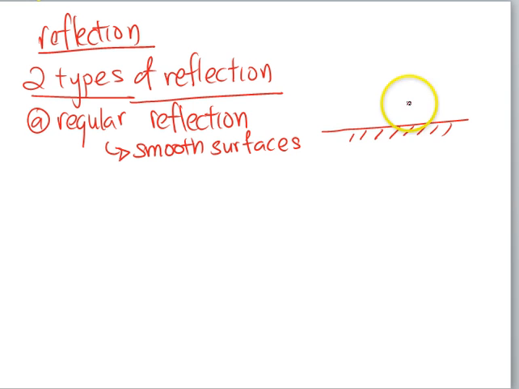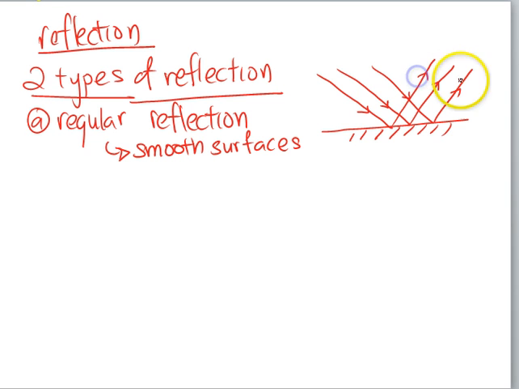This is your mirror over here, so it's a smooth surface. When light rays come in, they will all just bounce off very nicely. All of the light rays are parallel to one another. That is regular reflection.